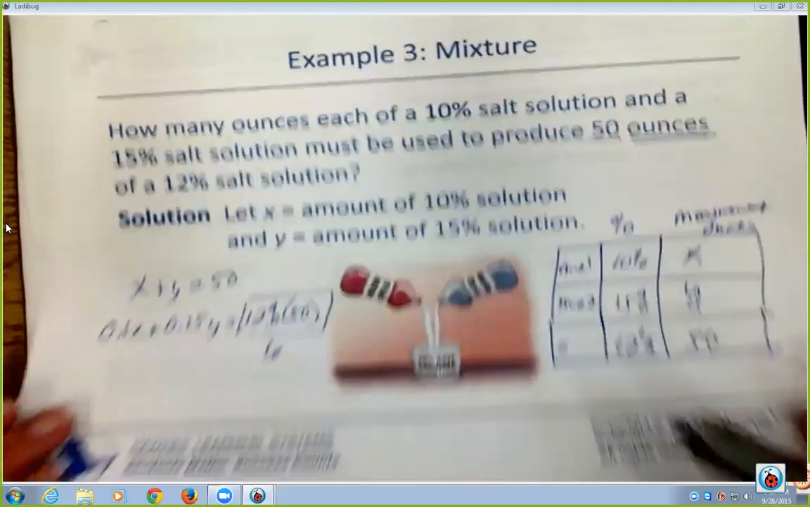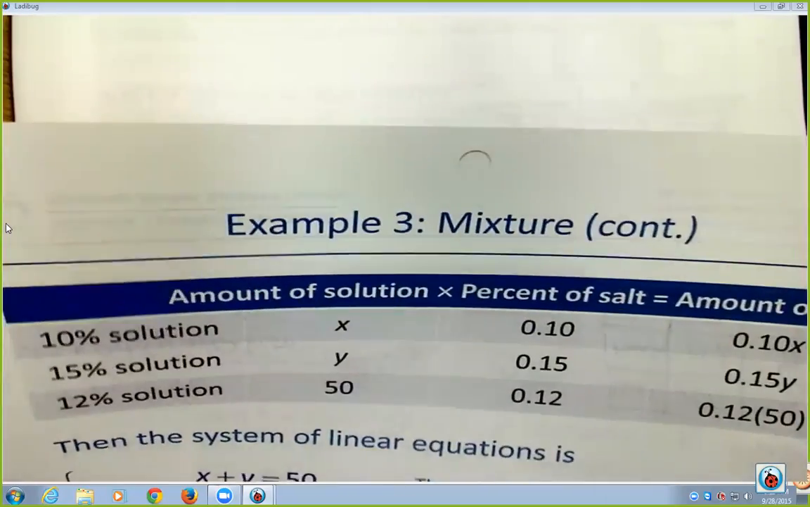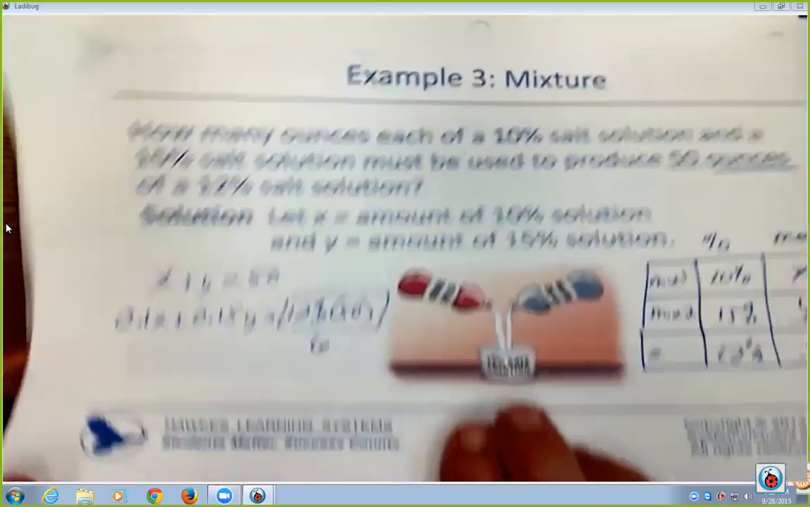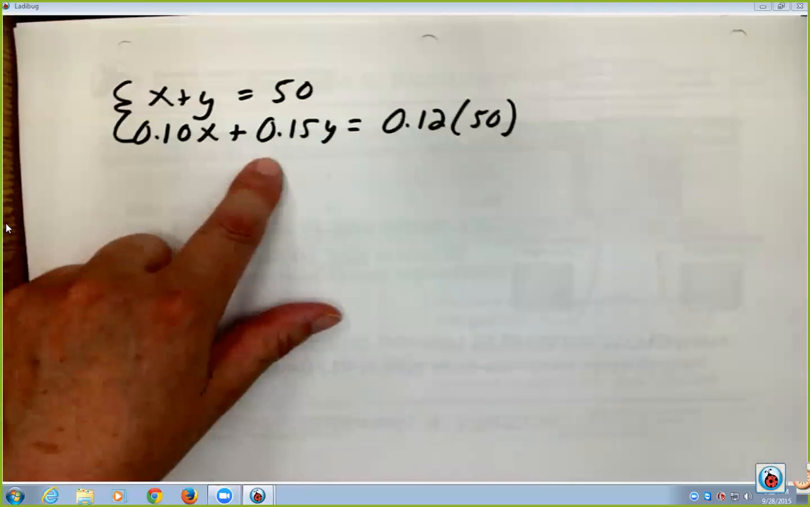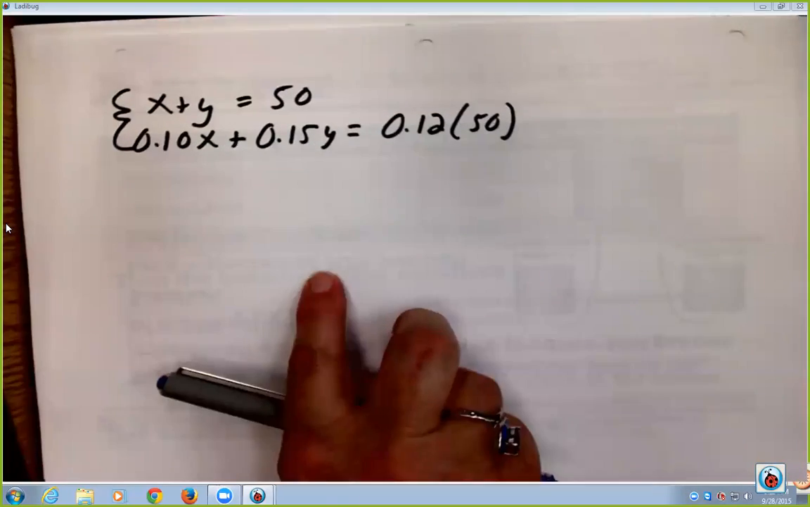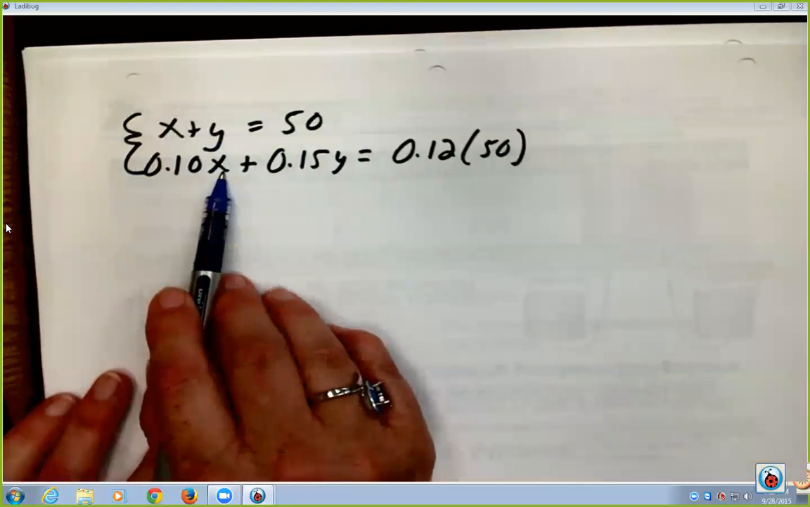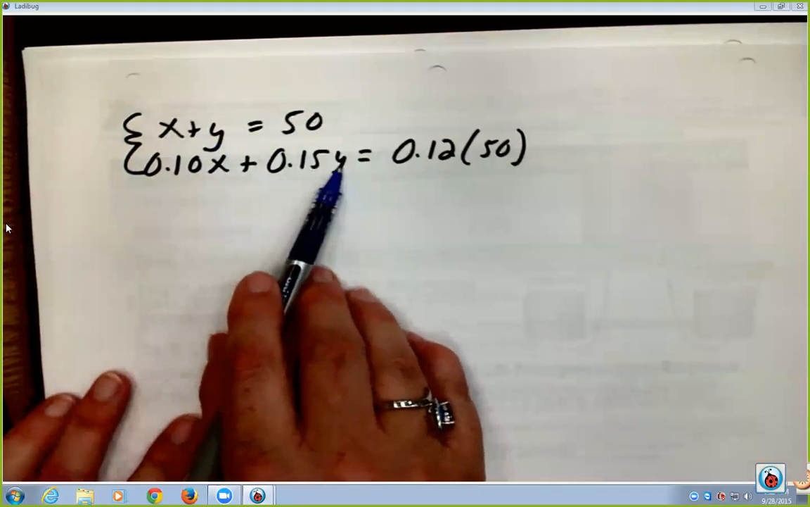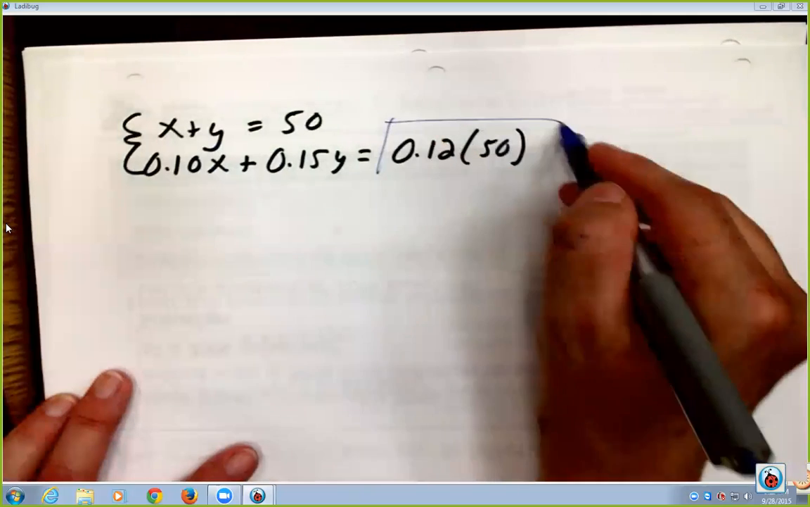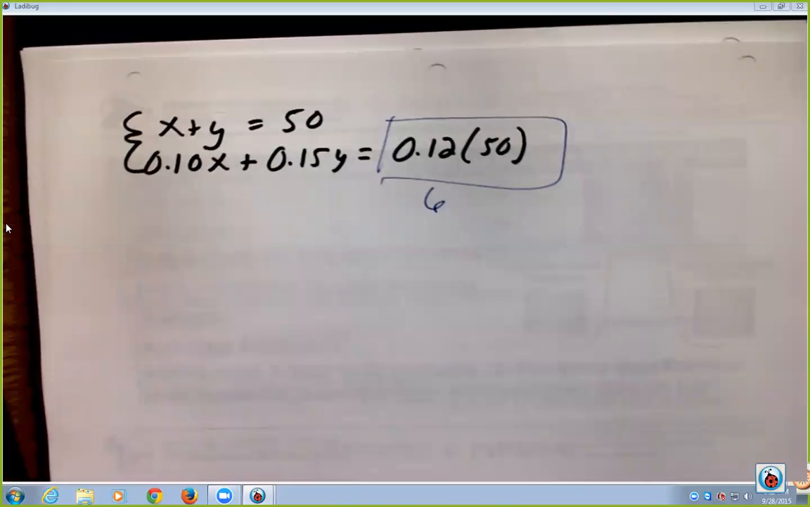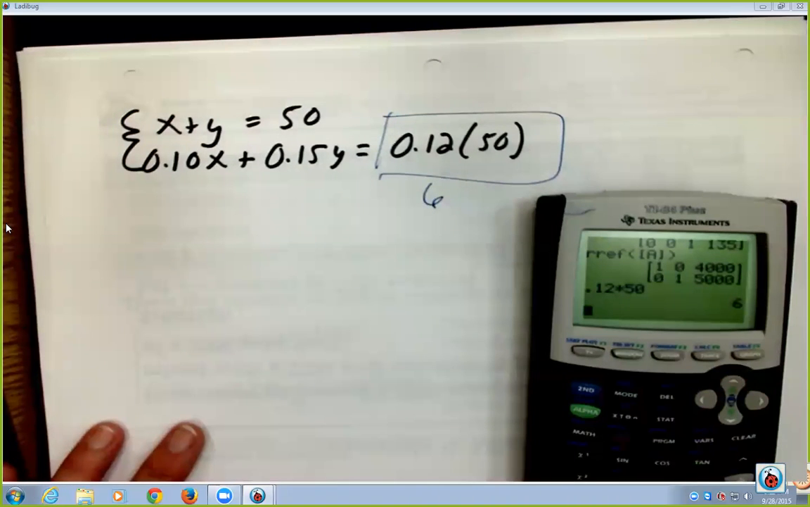So I've taken it and they charted it in here, but we still end up getting that exact same equation. So then what my equation would look like is this. X plus Y equals 50. And 0.1x plus 0.15y, and this we said was equal to 6, and I can stick it on my calculator then. So if we put it on our calculator, what happens?